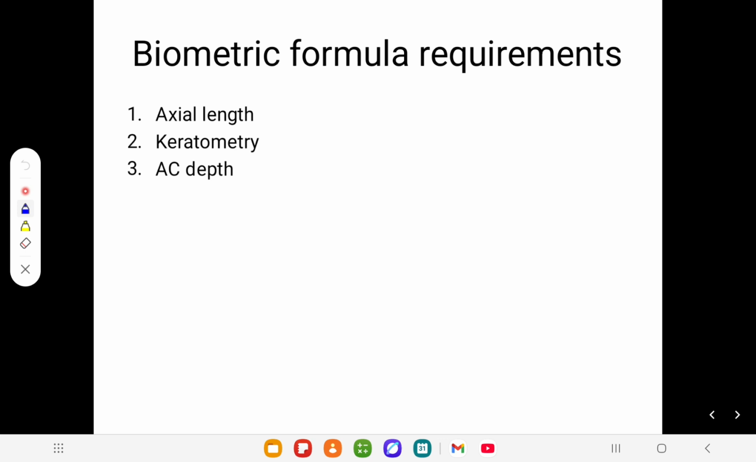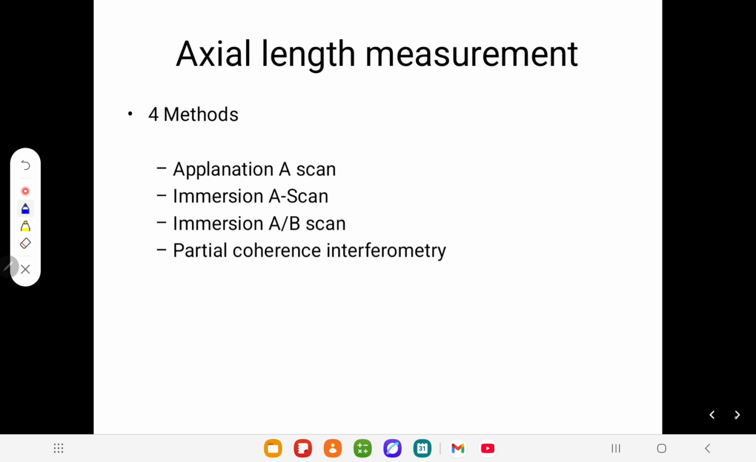So let's move forward. Biometric formula requirement, yes, we know these three things, isn't it? Axial length and keratometry, best for SRK, and AC depth yet matters a lot. So axial length measurement, there are four methods, isn't it? So basically four methods, but yes, nowadays it's greater than four because OCT is always there.